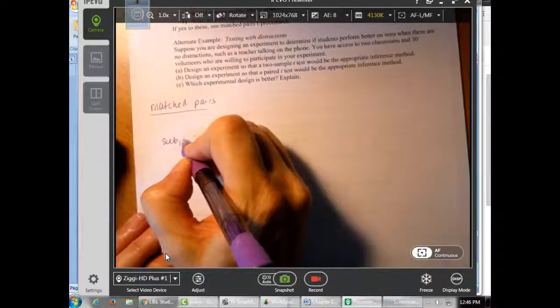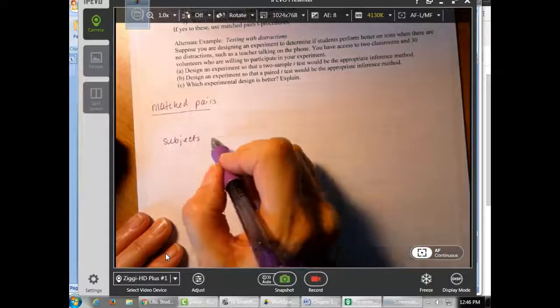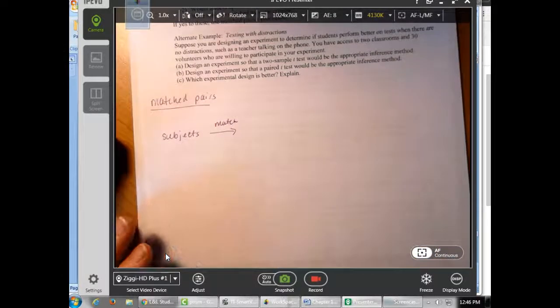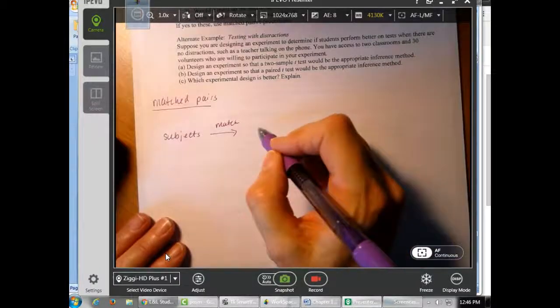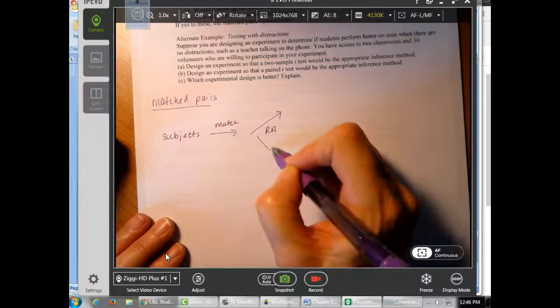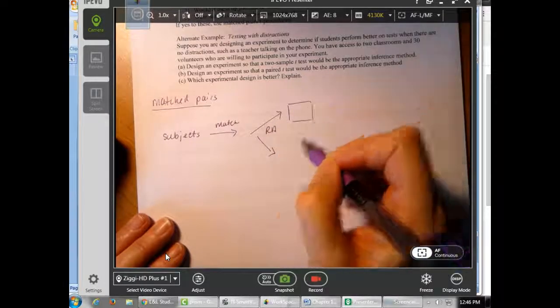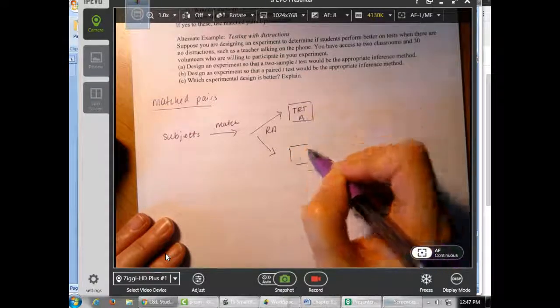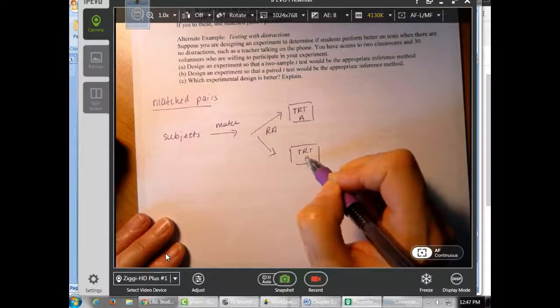With matched pairs, you have your subjects, and then you have to match on some criteria. You are the one that decides what criteria that is. Then you would do some sort of random assignment. You need to describe what the random assignment is. Then you would have your two treatment groups. You need to say what those treatments are.